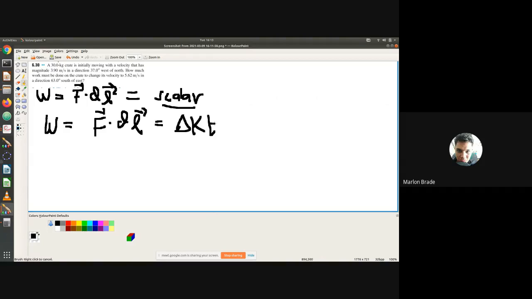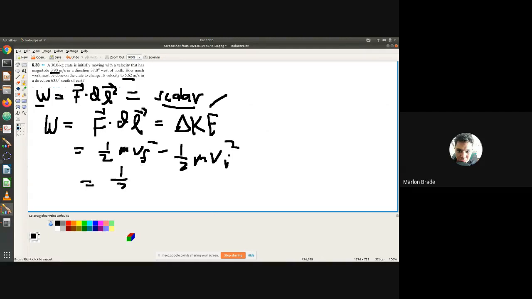Dinhi nga problem gihatag ang velocity duha, 5.62 og 3.90. It doesn't matter na sa direction. Dili na siya mag-care sa direction, kay scalar quantity man ang work. Di siya mag-matter sa direction. So, inyong buhaton kay 1/2 mv_f squared minus 1/2 mv_i squared. Pwede niyo na i-ignore ang direction, kay scalar quantity man ang work.